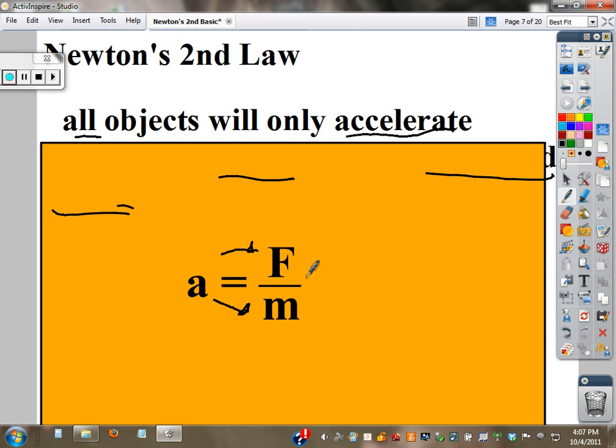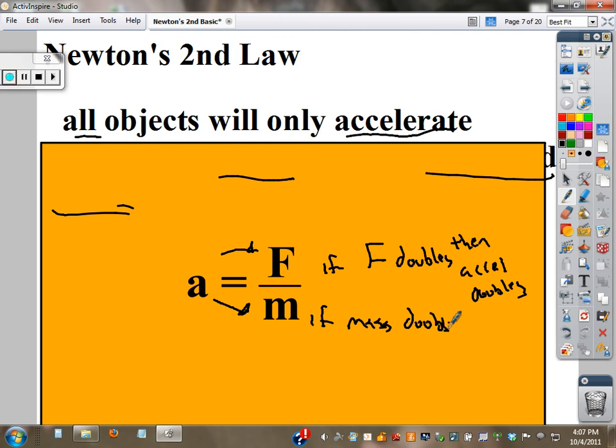For example, after your formula, write this down. If force doubles, then acceleration also doubles. Down here, it's indirectly related: if mass doubles, then acceleration is now half.